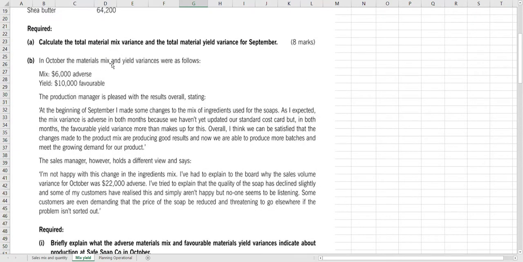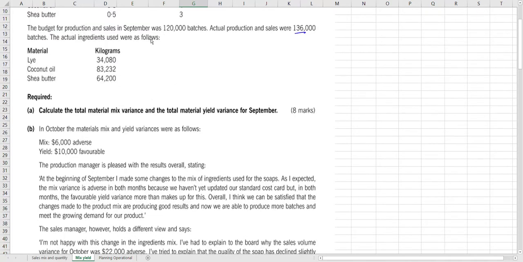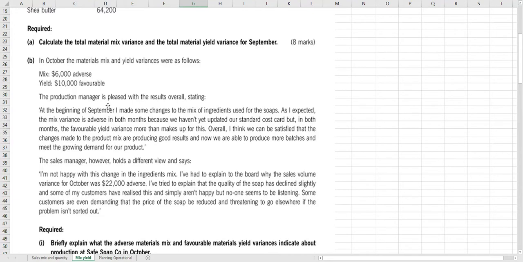Okay, in October, the material mix and yield variance were as follows. Let's ignore the top and assume that the mix was 6,000 adverse and yield was 10,000 favorable. The production manager is pleased with this result, stating, at the beginning of September, I made some changes to the mix of ingredients used for the soap.